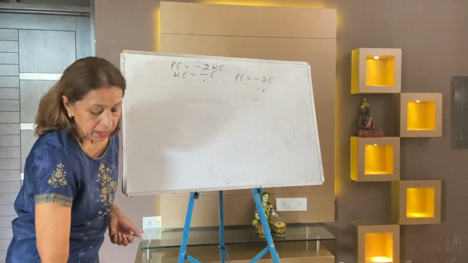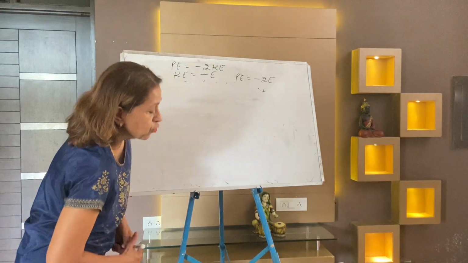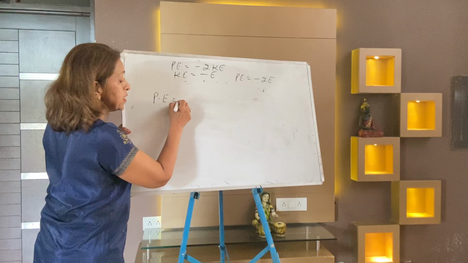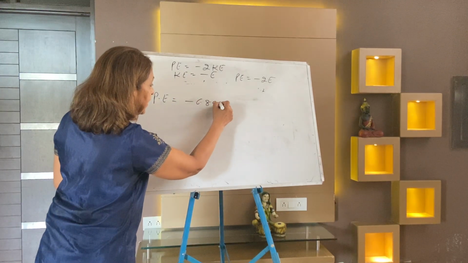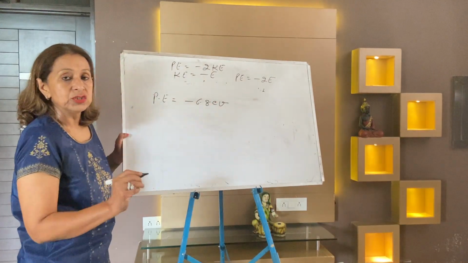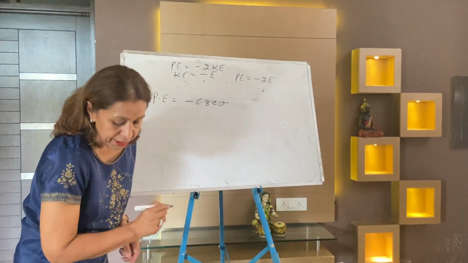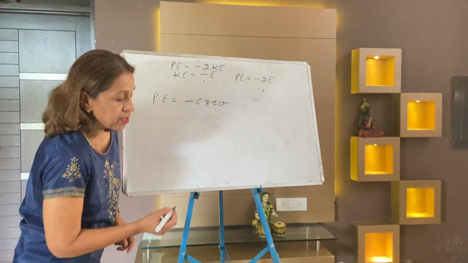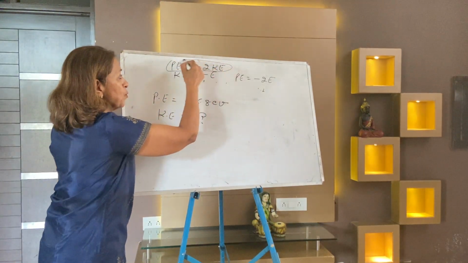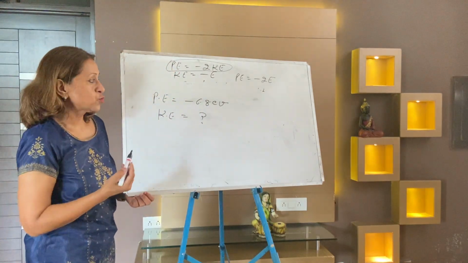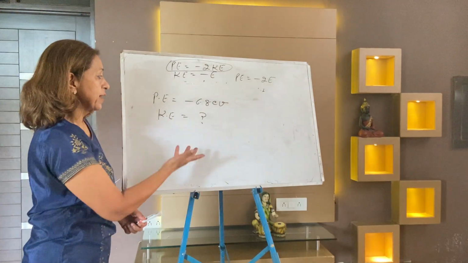It's very clear now. The question is: if the potential energy of the electron in a hydrogen atom is minus 6.8 electron volt, calculate the kinetic energy. Very simple answer. You can apply this formula: potential energy is equal to minus 2 kinetic energy. So divide it by 2, and this will come as your kinetic energy.